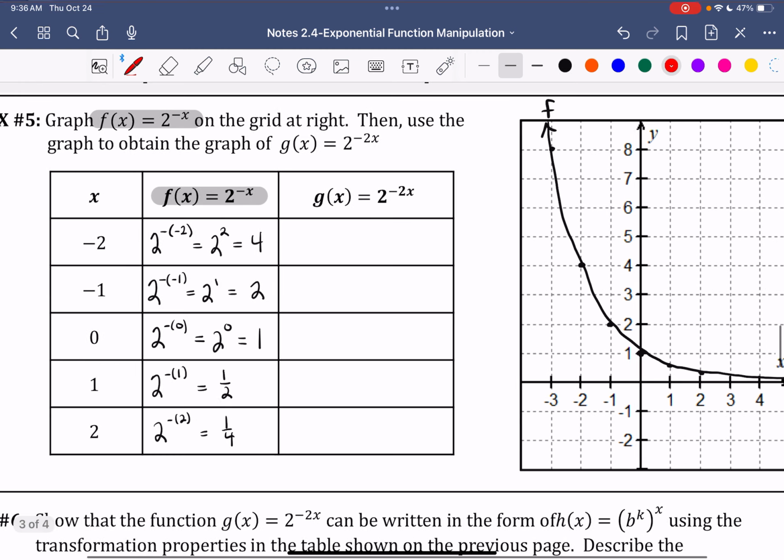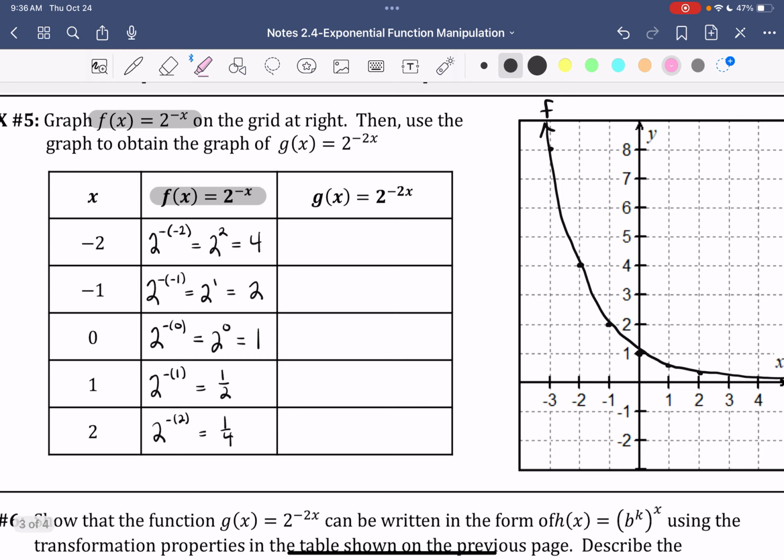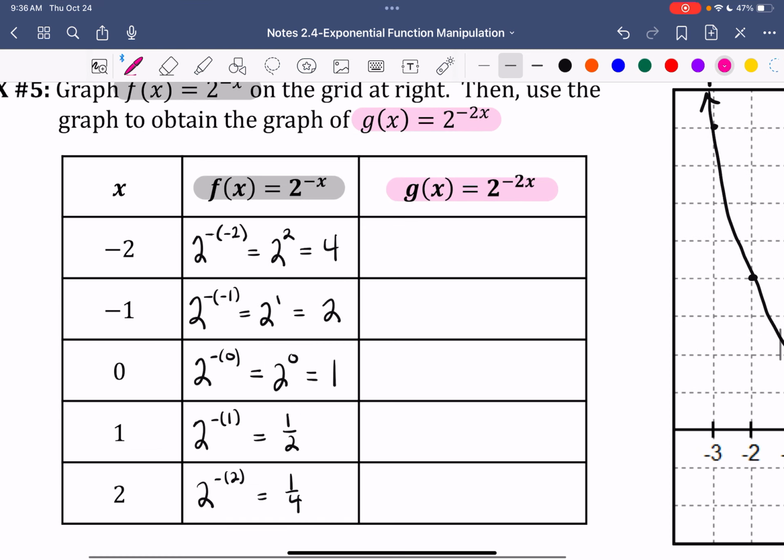Okay, but now let's try to graph g of x. I'm going to do this one in pink. This one has that additional 2 in the exponent. So when we are graphing these points, this would be 2 to the negative 2, and then we're only going to replace the x, and in this case, we're replacing it with a negative 2. Well, negative times a negative would be a positive, so this is 2 to the 4th power, which is 16.